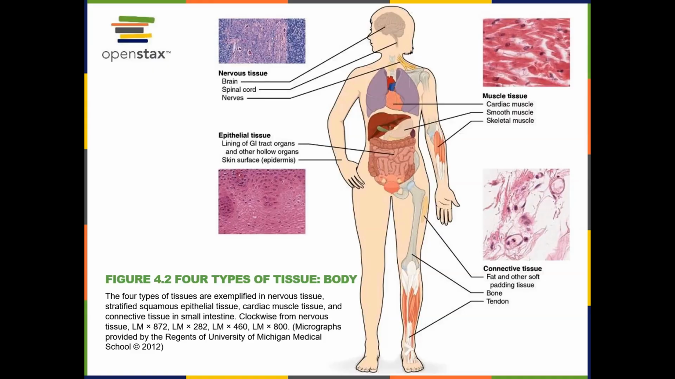Nervous tissue is found in the brain and spinal cord, but it's also found in the peripheral nervous system in nerves and ganglia.